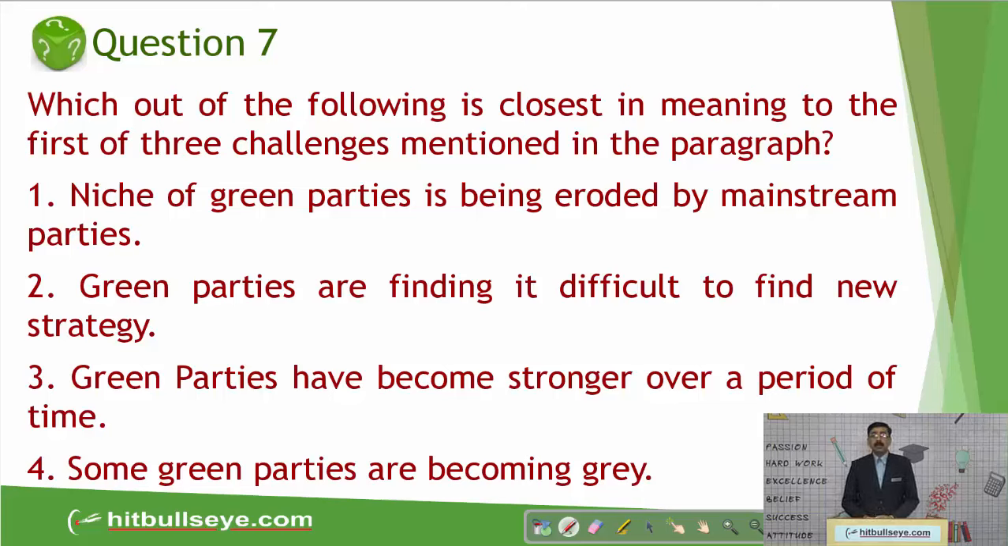Now the question based on this passage. So the question goes like this: which out of the following is closest in meaning to the first of the three challenges mentioned in the paragraph? If you read the passage clearly, you will find that these green parties were challenged by mainstream parties, and after assuming power, green parties were not able to fixate on any strategy. They were not able to think about what to do next. So answer going by this particular explanation would be 1.